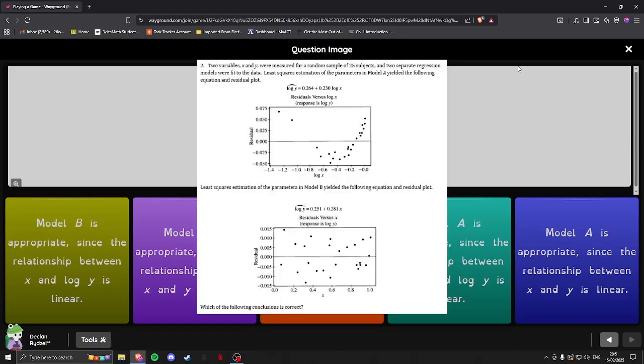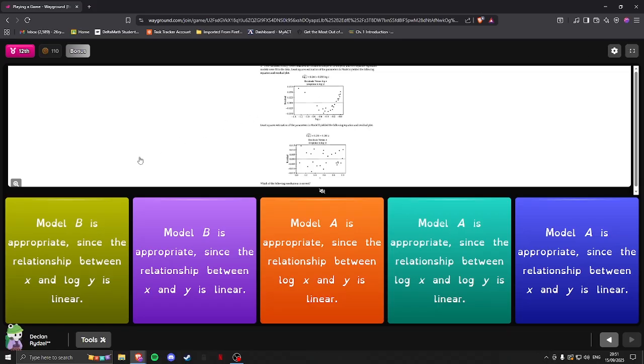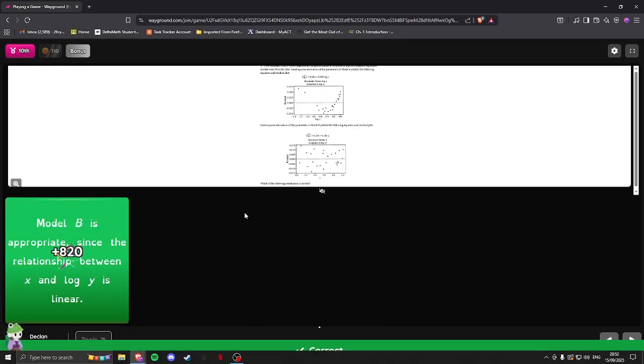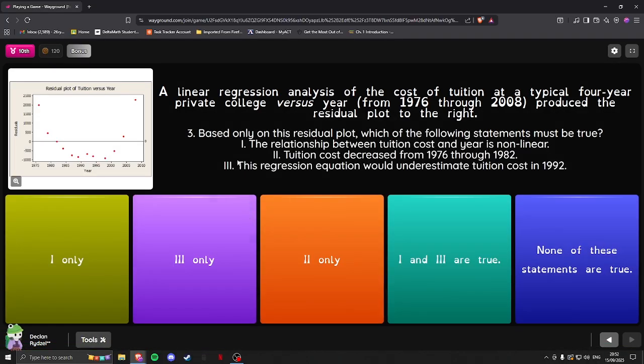response is log y. Response is log x. So that means model B is appropriate since the relationship between x and log y, which is the response, is linear. And it was linear because there was not any high residuals. Okay, a linear regression based on this residual plot, which is the following.